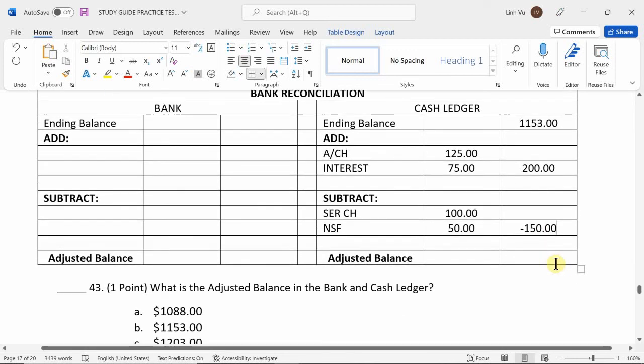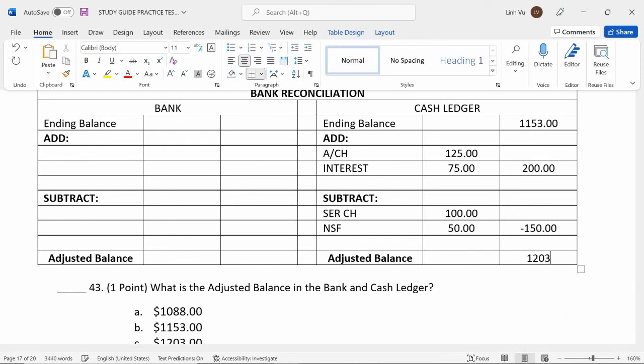So we add the difference of the two, which is $50, to the balance. So it's $1,203. Okay? If you see it that way, great. If you don't, great. You could just go straight down: take your 1153, you add 200, and you subtract 150. You'll get the same exact answer.